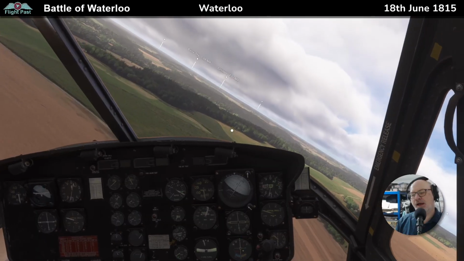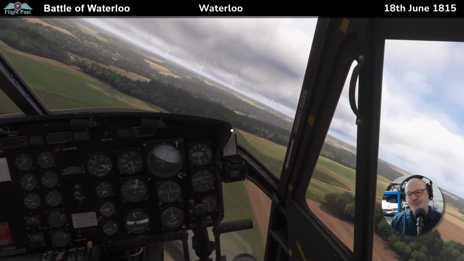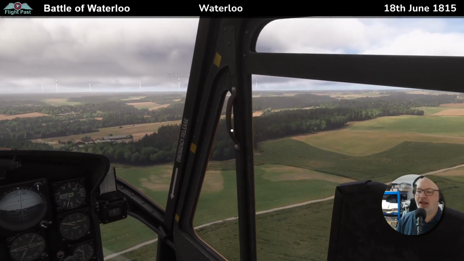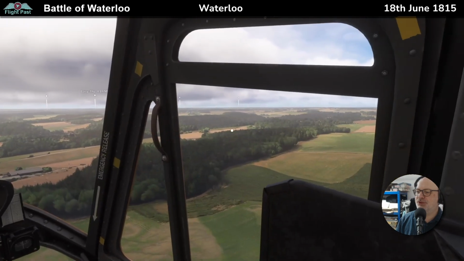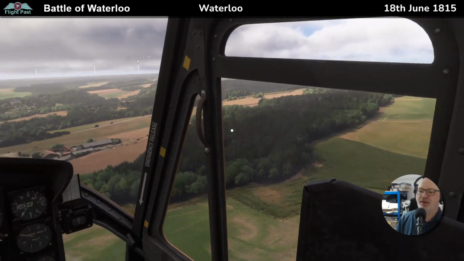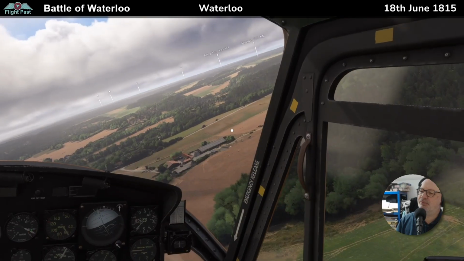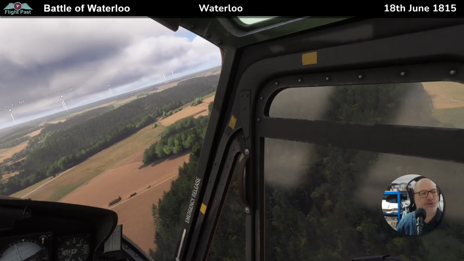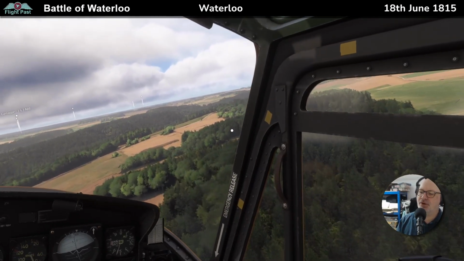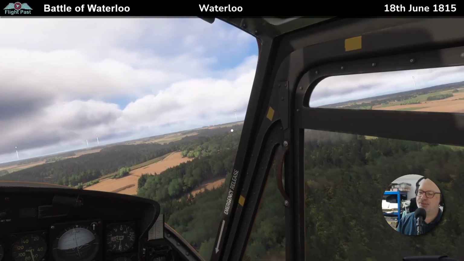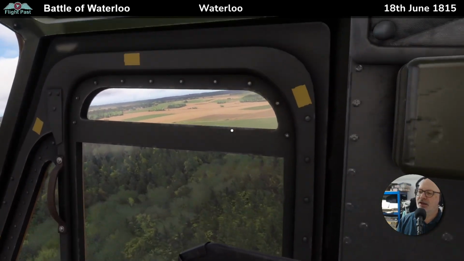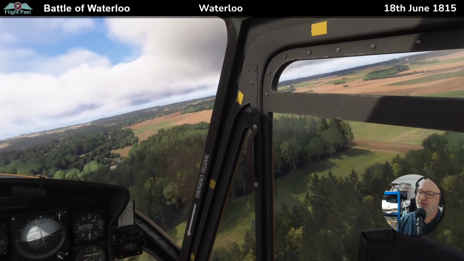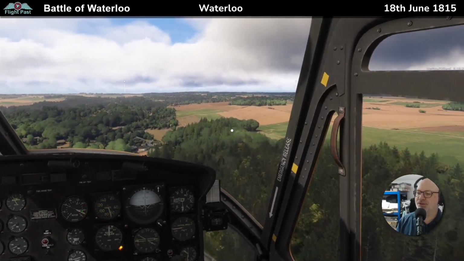There's a steep defile here. This is the river Dyle, D-Y-L-E, on this side with woods. So this defines the left-hand boundary. It basically means that the Prussians can't come round to the south of Napoleon's position, and they have to move across in these fields on the right here.